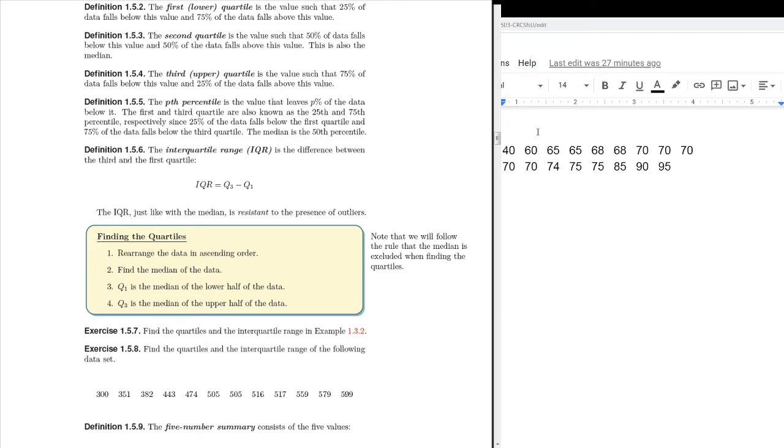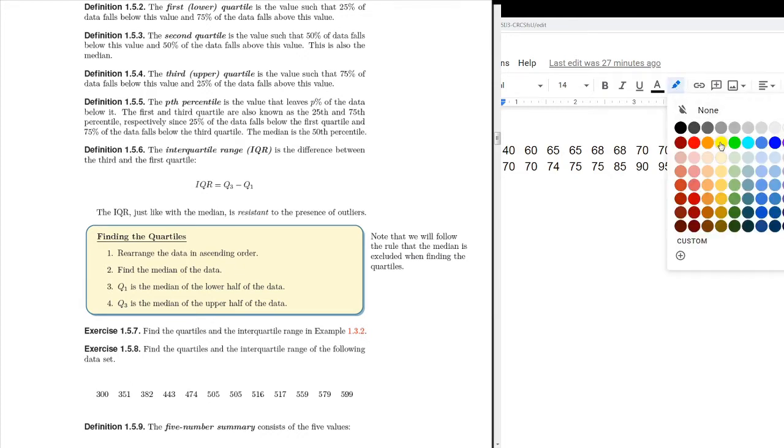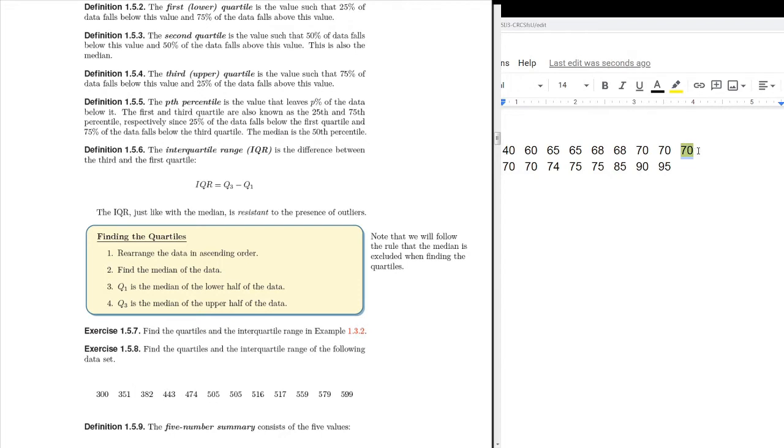So here is the data set in example 1.3.2, which I have written in 2 rows. Now the first step is to make sure that our data is in ascending order. The second step is to locate the median. Since we have 17 observations, then the median will be the middle value, which is 70. So this is our median.